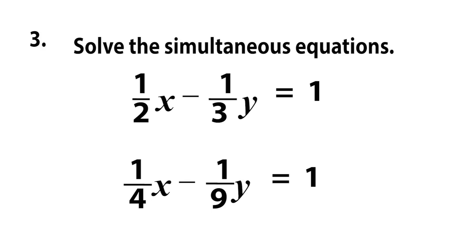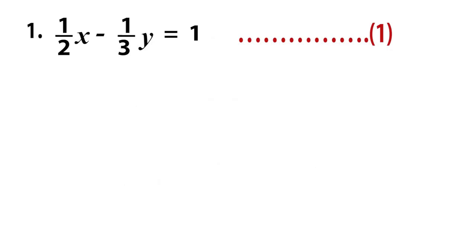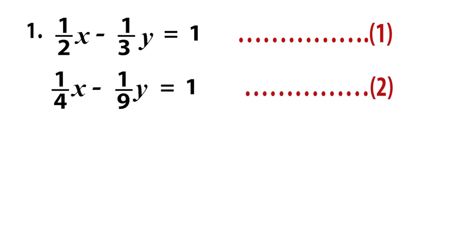Solve the simultaneous equations 1 over 2x minus 1 over 3y is equal to 1, and 1 over 4x minus 1 over 9y is equal to 1. Let's label the equations as equation 1 and equation 2. So we have 1 over 2x minus 1 over 3y is equal to 1. So that is equation 1. Then 1 over 4x minus 1 over 9y is equal to 1. We label this equation 2.